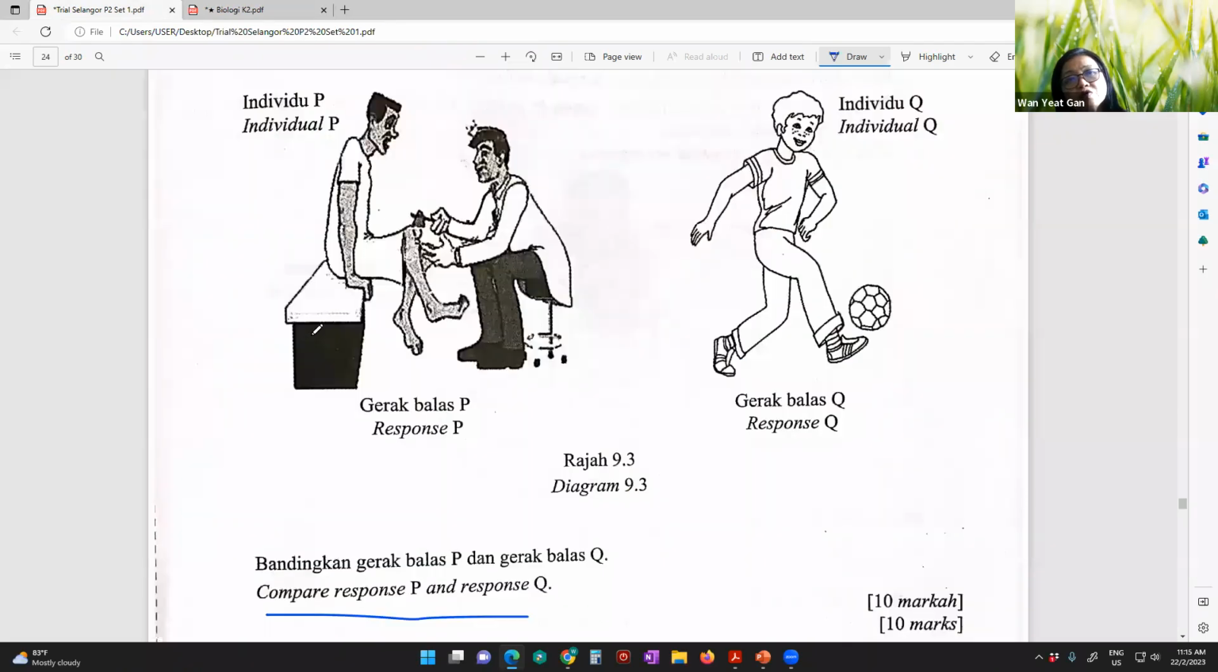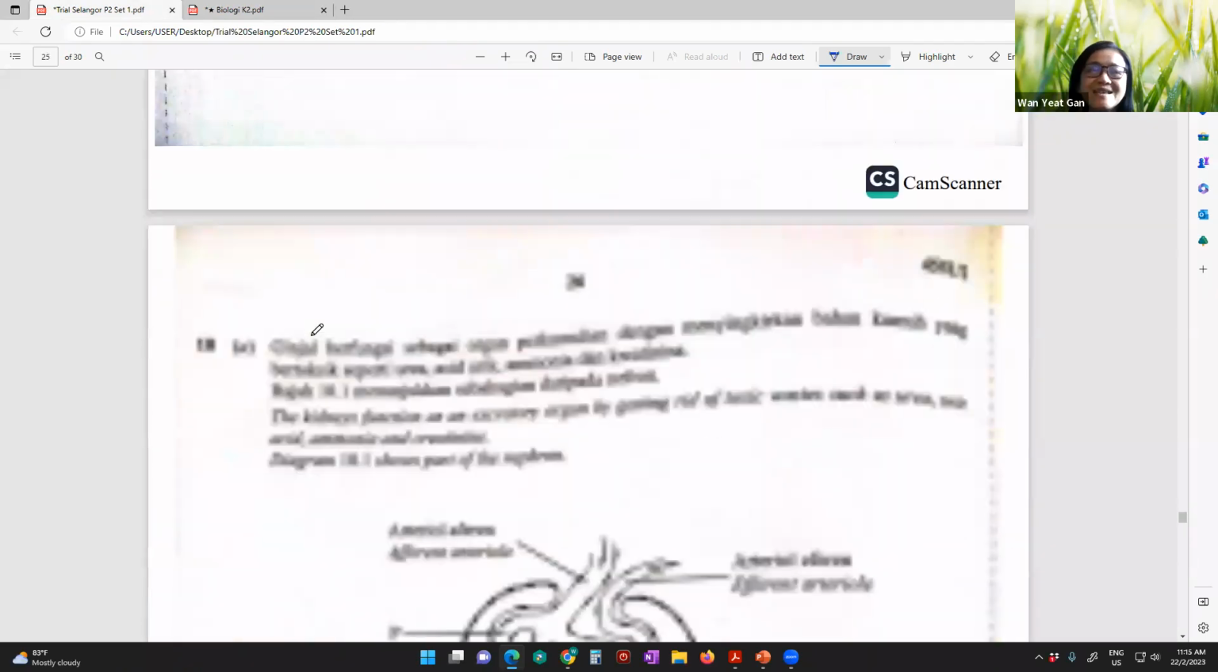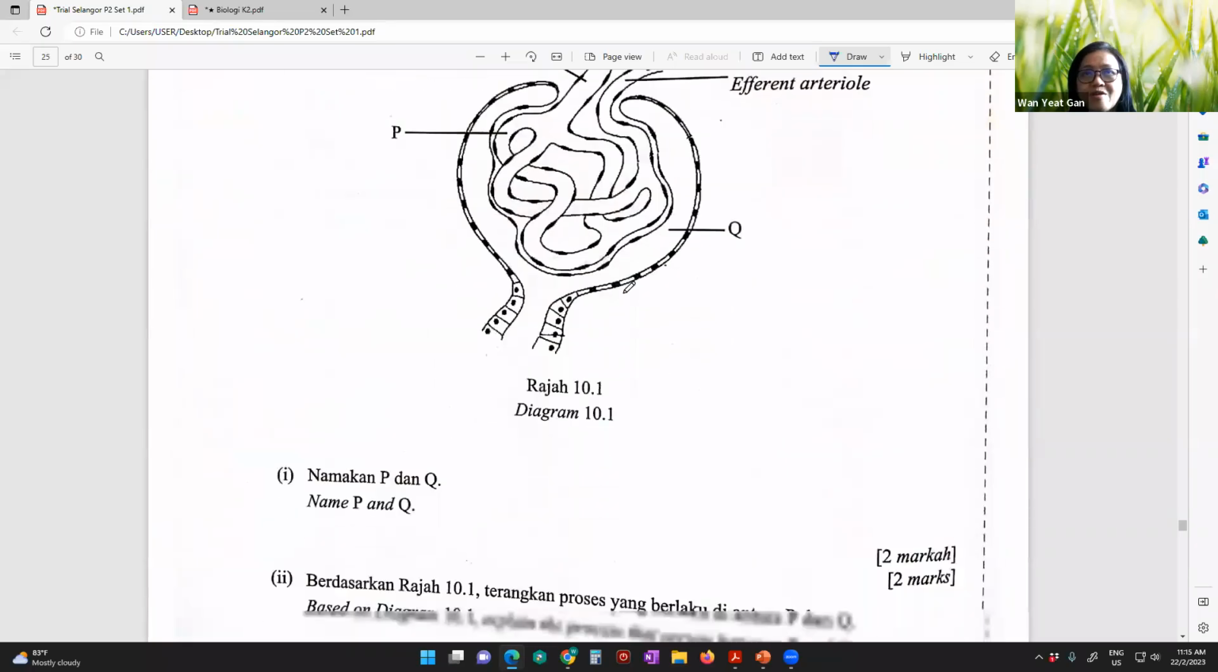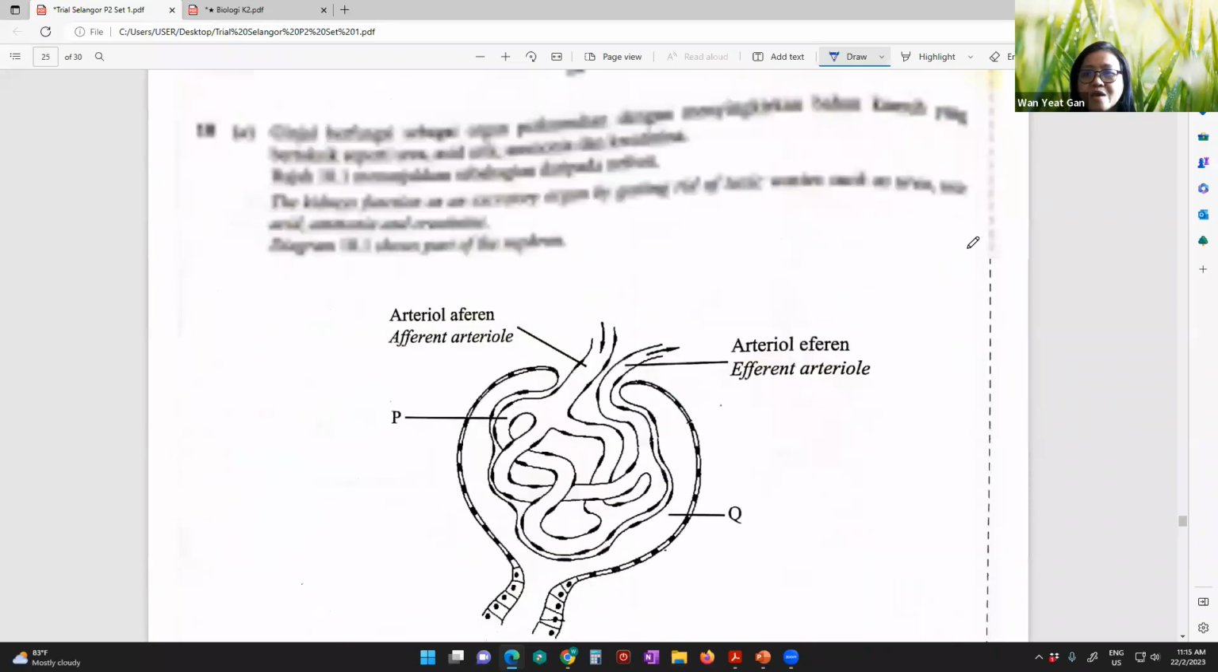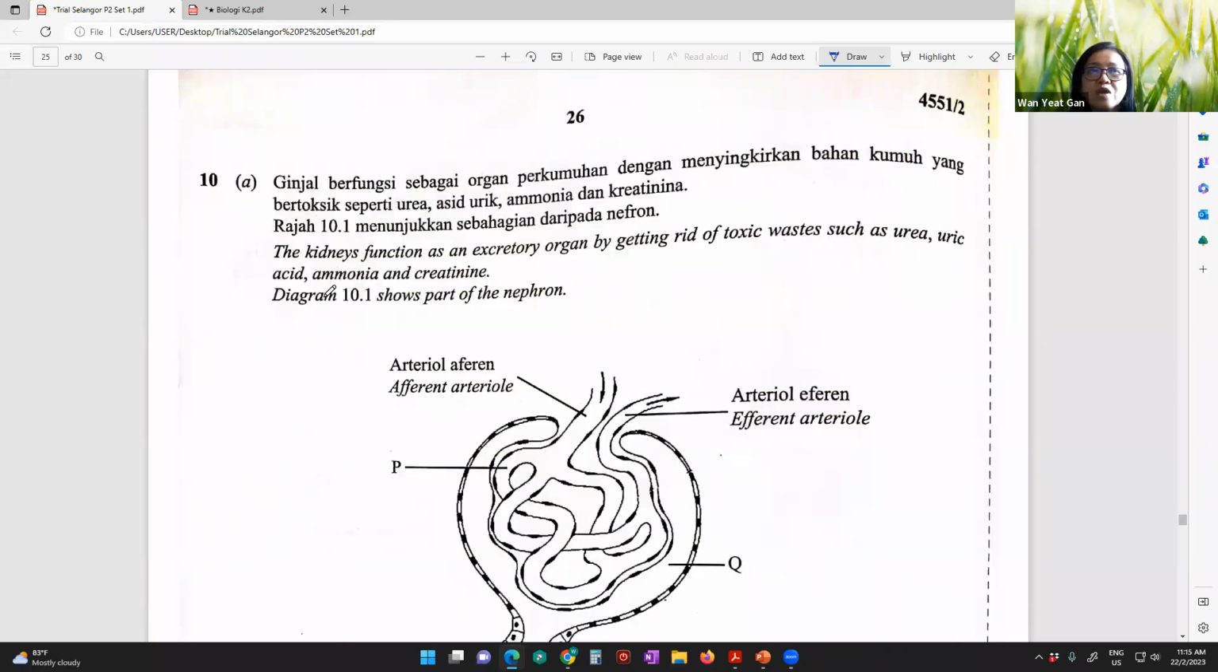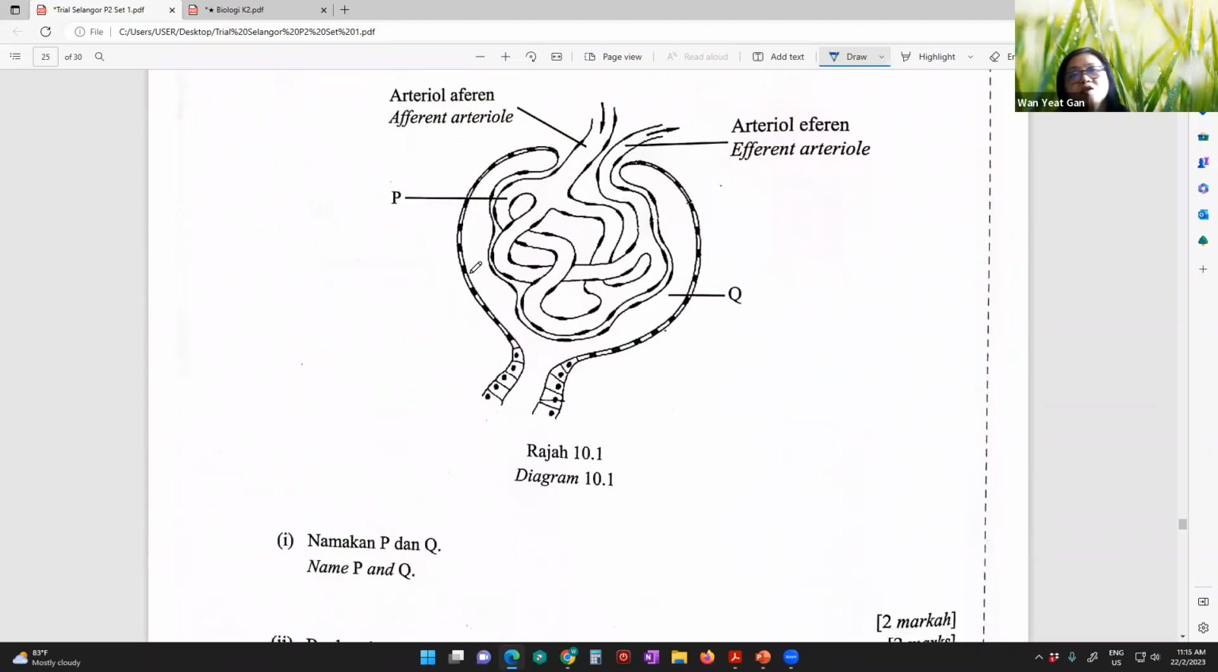All right, now we go to question 10. The kidney functions as an excretory organ by getting rid of toxic waste such as urea, uric acid, ammonia, and creatinine. Name P and Q. I think this is quite easy, right? What is P? P is glomerulus, right?